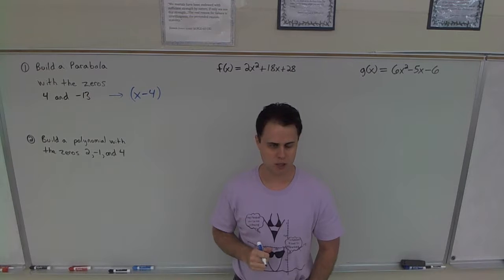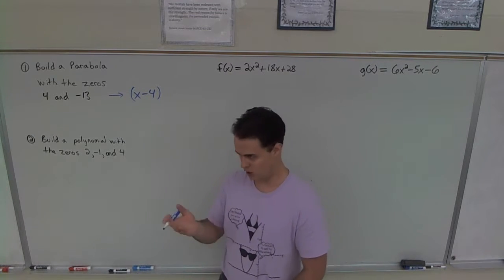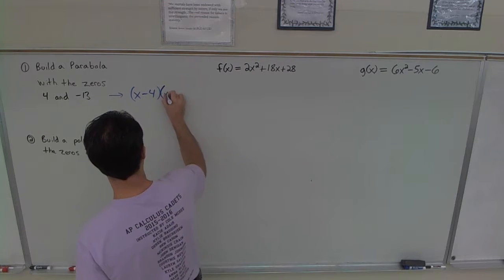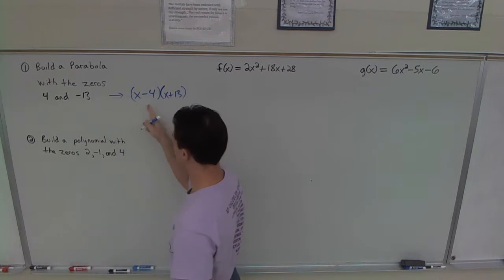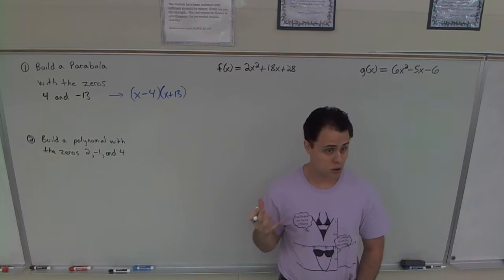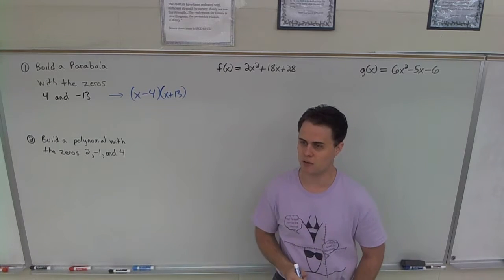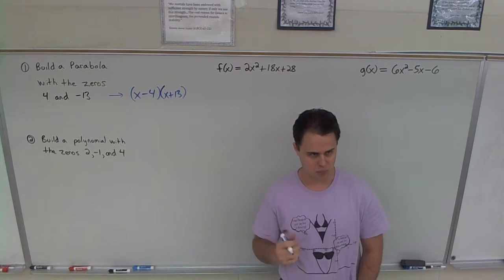What factor will produce negative 13 then? x plus 13. Yes. So we're going to have x plus 13. And we want to multiply those two factors together, because that's what lets us use the zero product property in the first place, right? So this parabola, in fact, will give you those zeros. There's an infinite number of other ones.